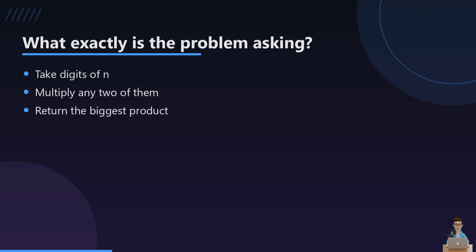We're given a number, say 124. First, we split it into its individual digits: 1, 2, and 4. A digit is just a single number from 0 to 9. Now, we pick any two of those digits and multiply them. We try every possible pair: 1 times 2 equals 2, 1 times 4 equals 4, and 2 times 4 equals 8. Since 8 is the biggest result, 8 is our answer.